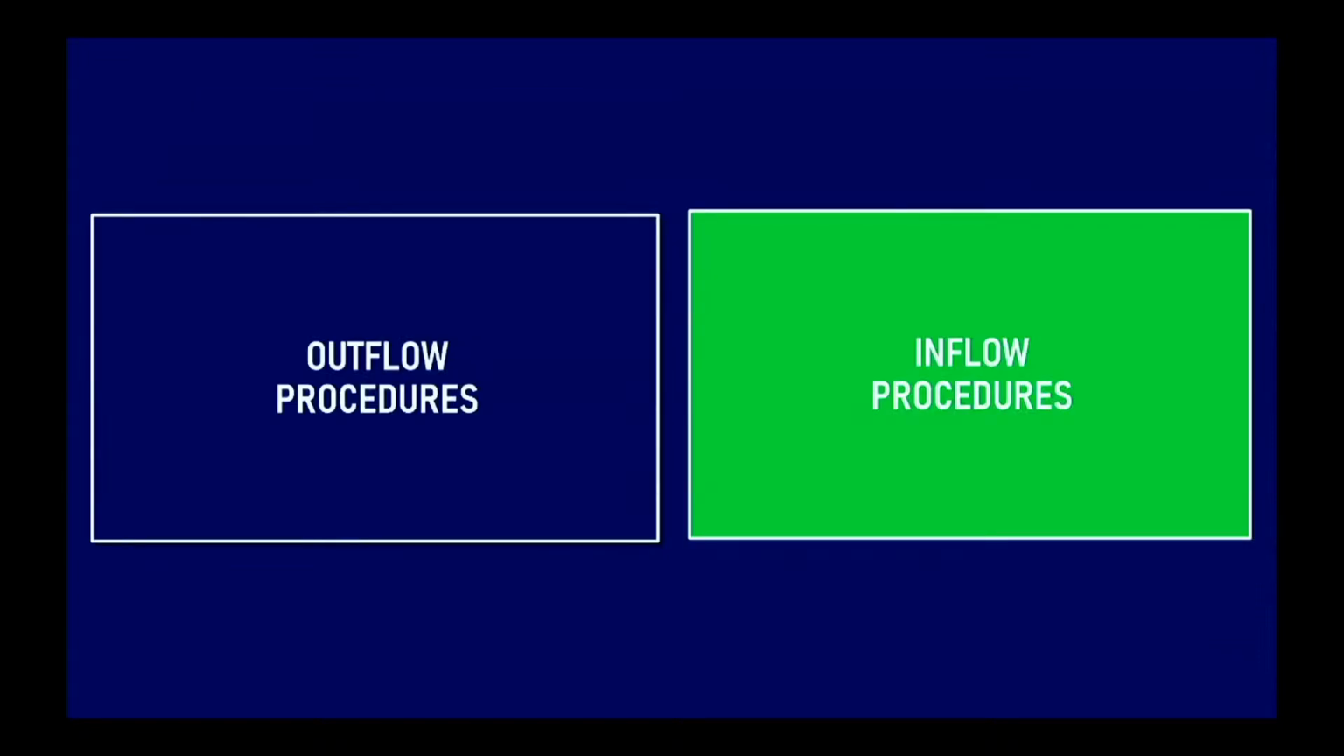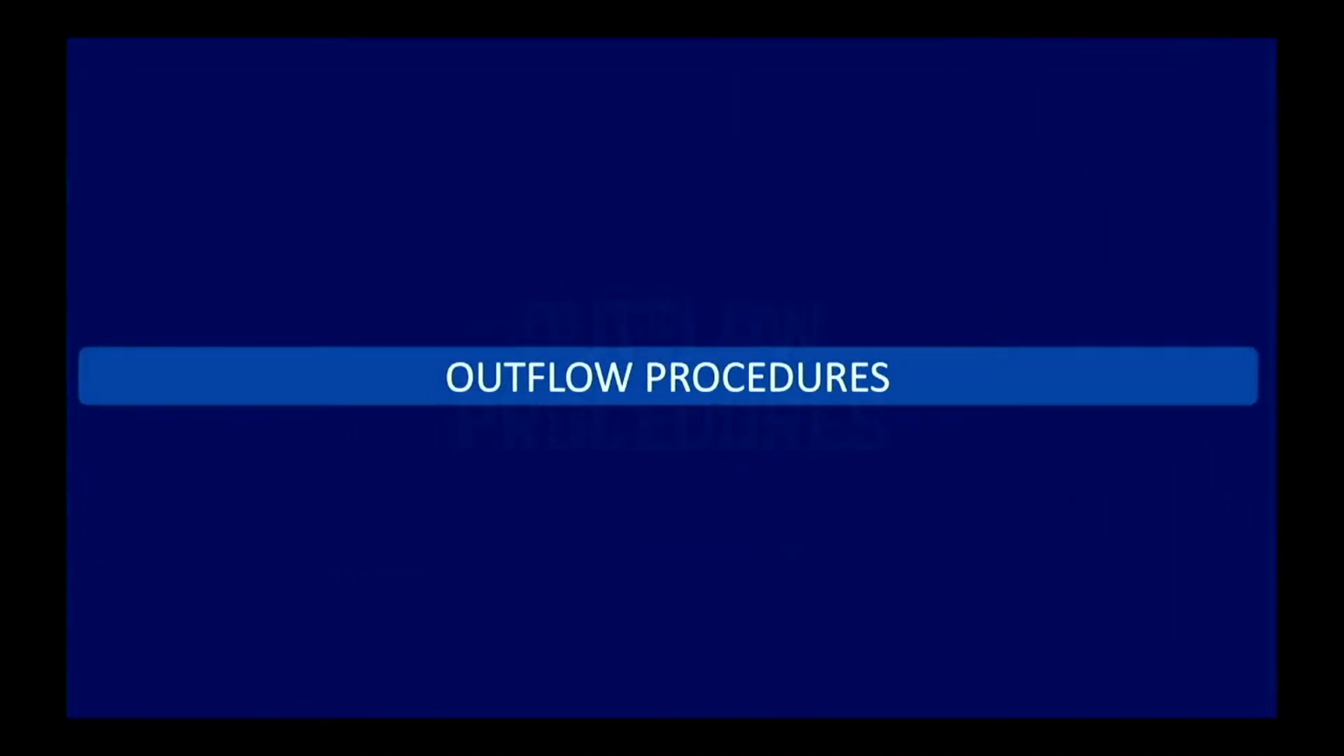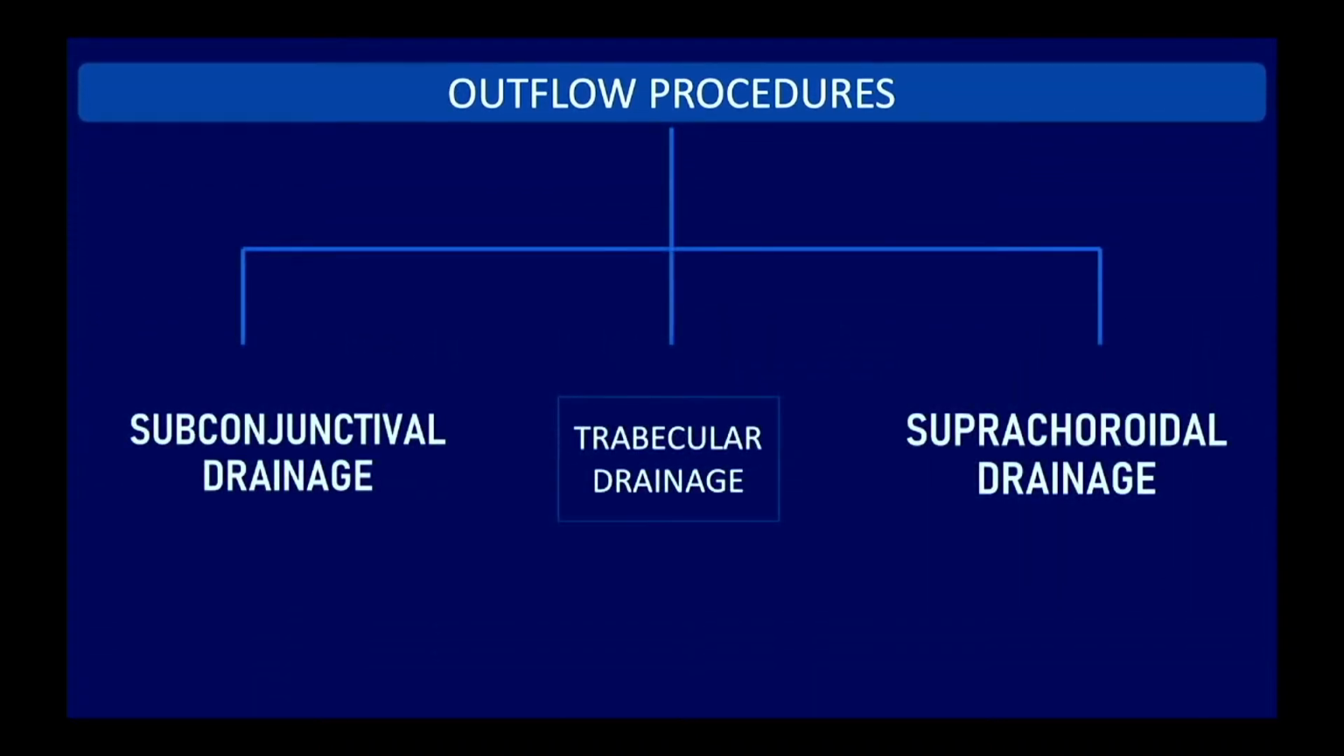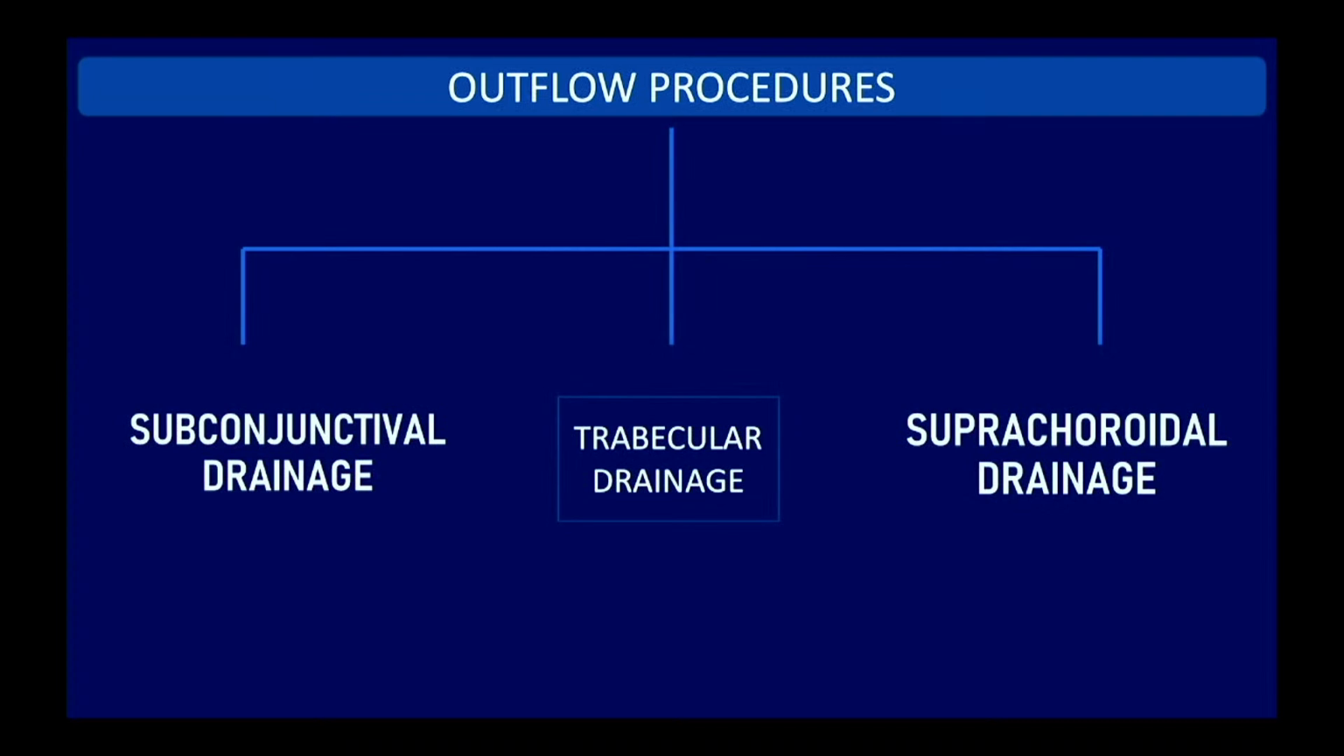So basically, you can get into these two compartments. One is outflow procedures, and the other is procedures which are targeting the inflow. When you talk about outflow procedures, you have these three drainage pathways which you are targeting. One is the subconjunctival drainage, which normally you know very well. Trabeculectomy does that.